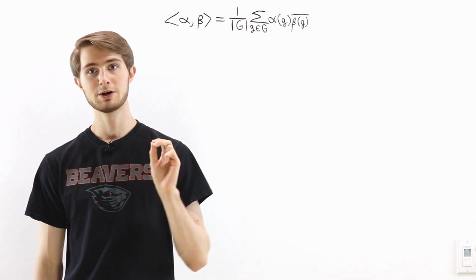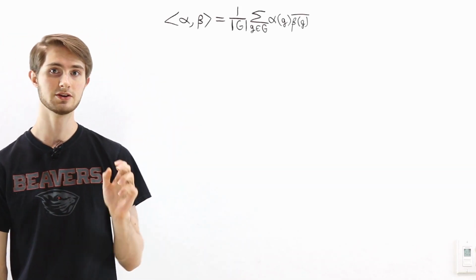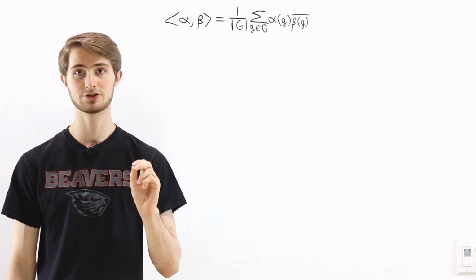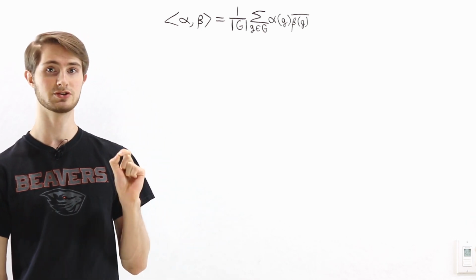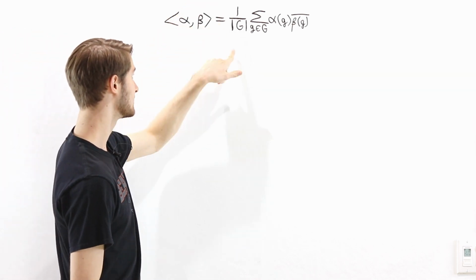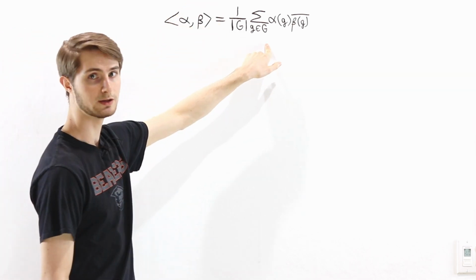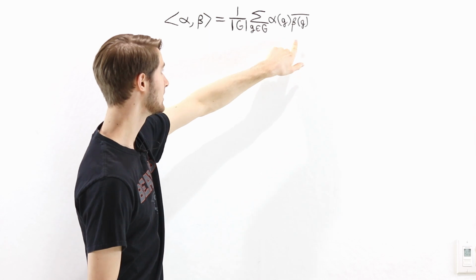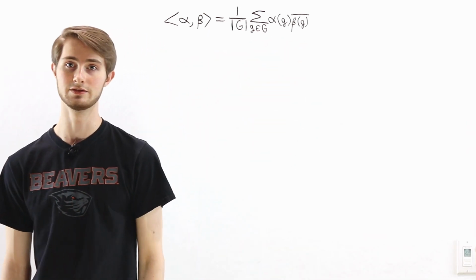So we're going to talk about irreducible characters. We can define a Hermitian inner product on the vector space of complex valued class functions on G by alpha inner product with beta equals 1 over the size of G times the sum over all elements g of G of alpha of g times the complex conjugate of beta of g.